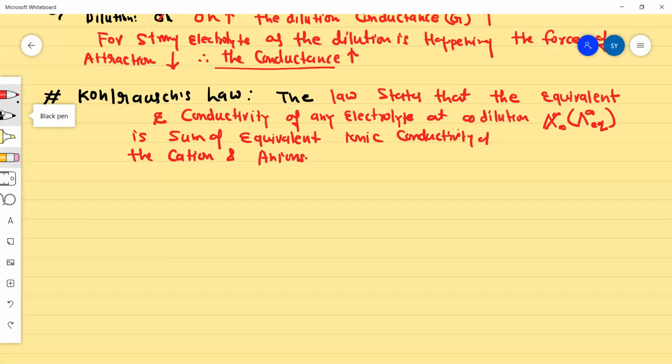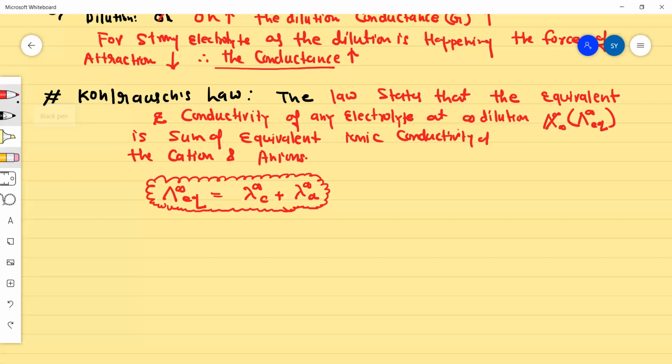of that electrolyte. Now if you write down this equation, it is like this: at infinite dilution the equivalent conductivity is equal to this, where C is the cation and A is the anion. So this is the formula. Okay, it's Kohlrausch's law. What is more important here is why Kohlrausch's law is so important and where we are going to use it.